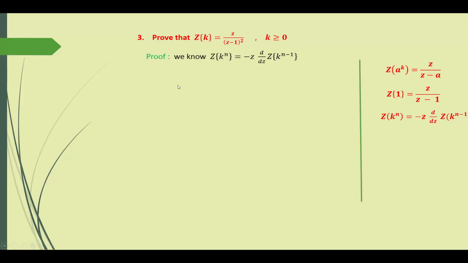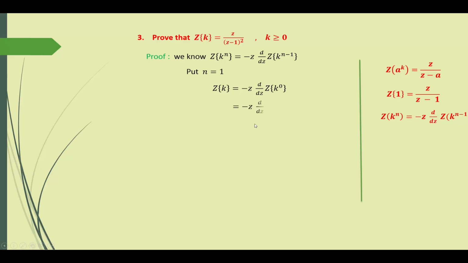Proof. We know this formula: z transform of k raised to n equal to minus z d by dz of z transform of k raised to n minus 1. Here put n equal to 1. So we get z transform of k raised to 1, which means k. Z transform of k equal to minus z into d by dz of z transform of k raised to n minus 1, that is 1 minus 1, 0, k raised to 0.